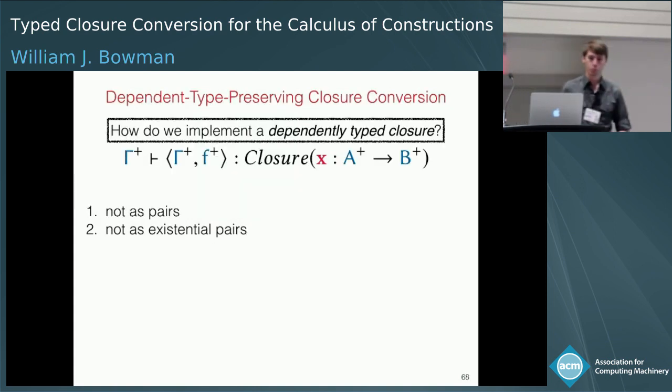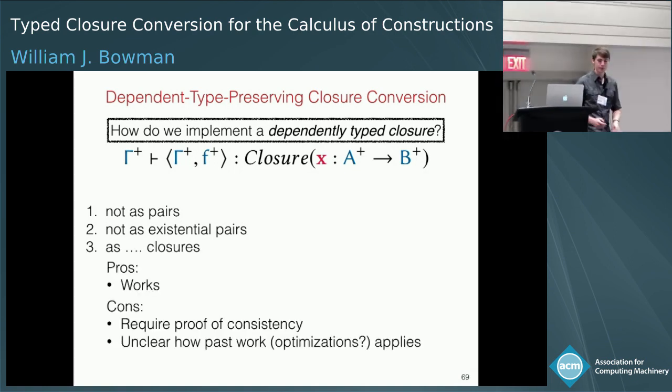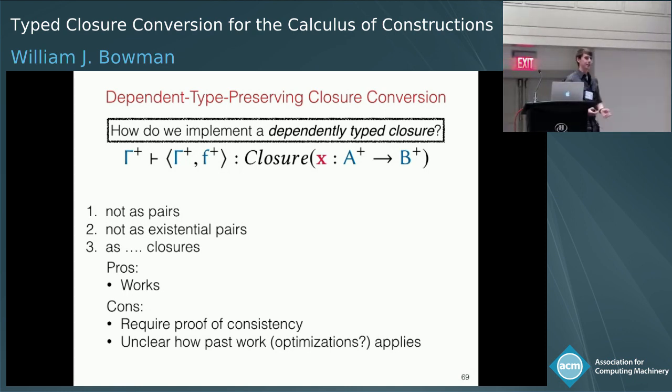So what can we do? Can't use pairs, can't use existential pairs. How do we implement our dependently typed closure? Well, I'm going to do it using closures. So essentially what we'll do is axiomatize our type theory with closures. We will add a closure primitive.